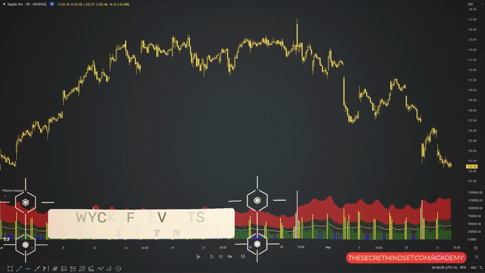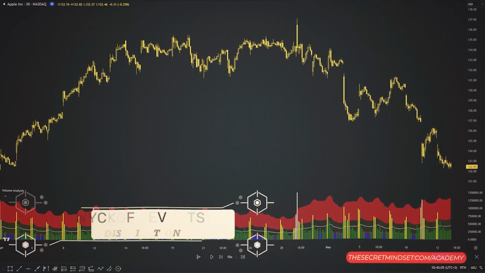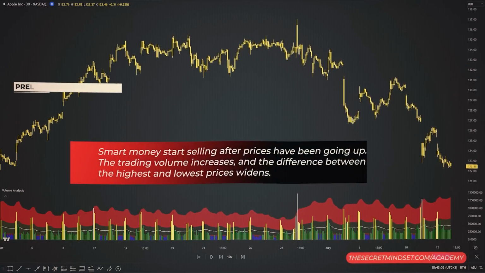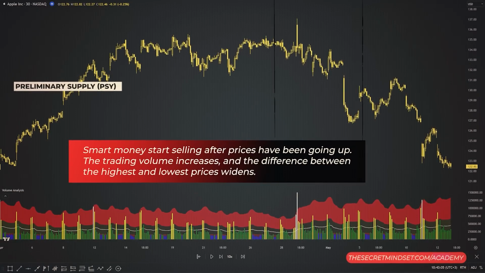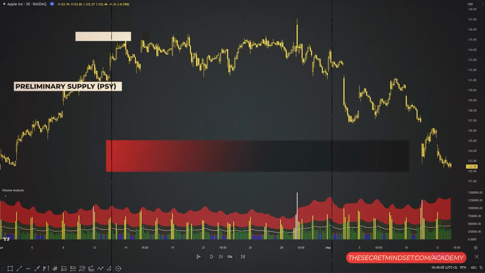Let's also talk about Wyckoff events during distribution. First is the preliminary supply. This is when smart money starts selling after prices have been going up. The trading volume increases, and the difference between the highest and the lowest prices widens. This suggests that the trend might be changing.